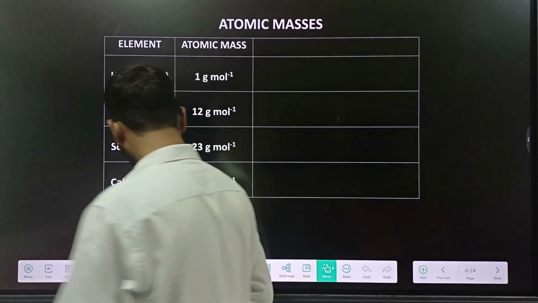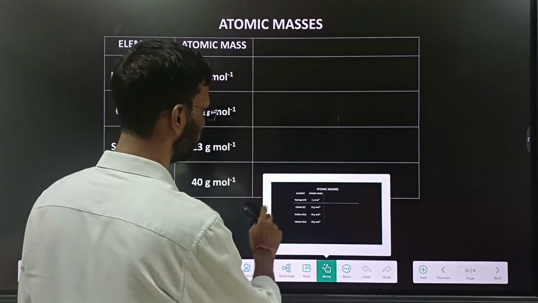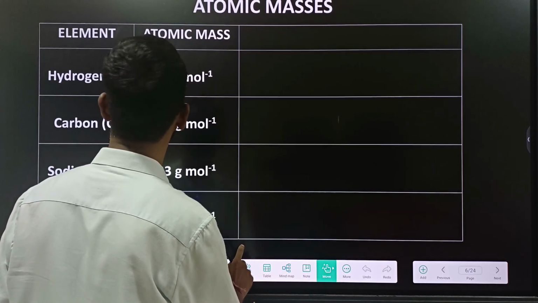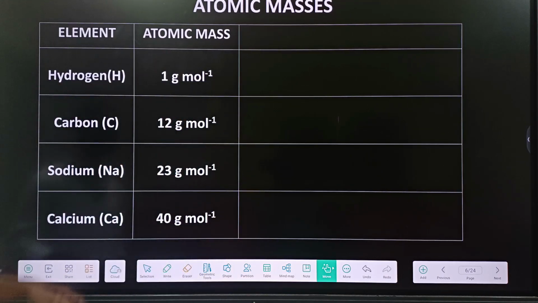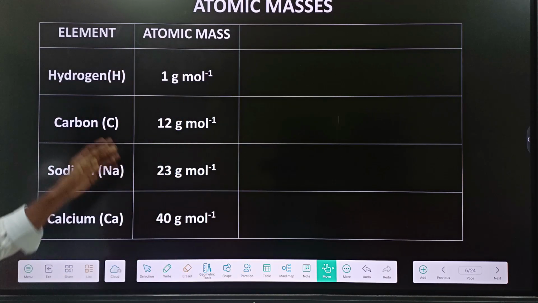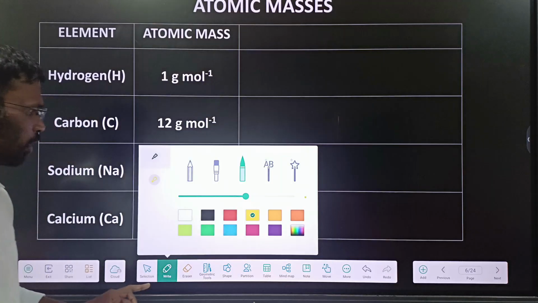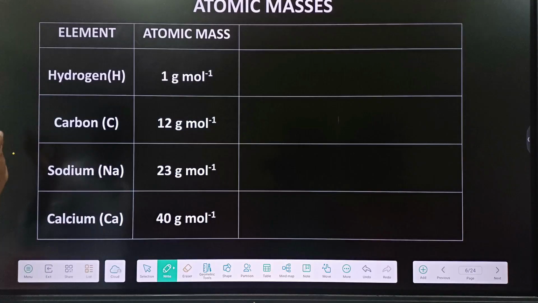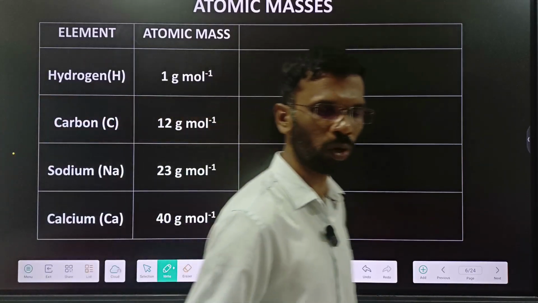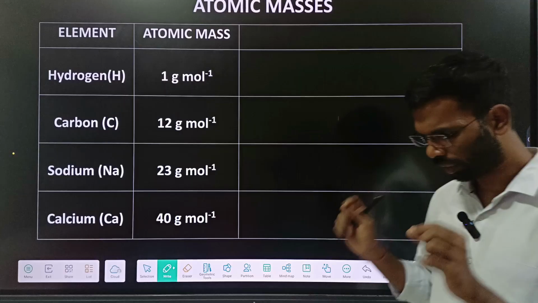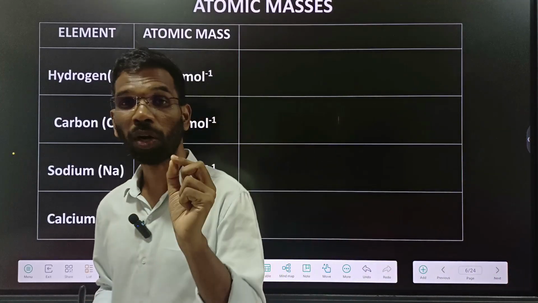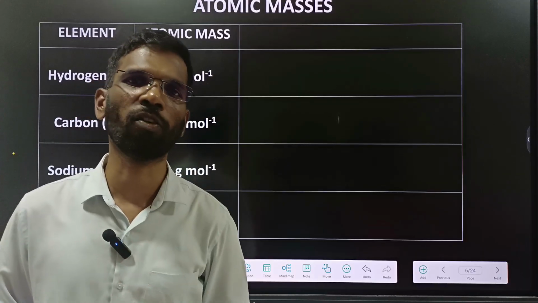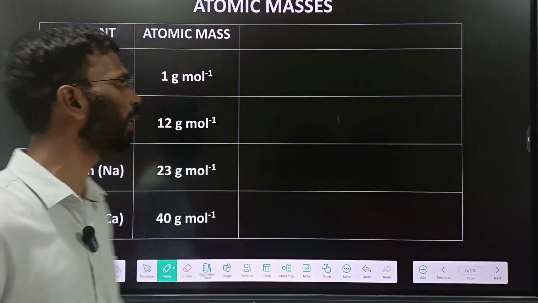Atomic masses. We'll figure it out. Over here, what is the meaning of this? Here it is written atomic masses. So here atomic masses of the different elements are given. For hydrogen, it is given to be 1 gram per mole. Means it's very clear that 1 gram is not the weight of one atom of hydrogen. It is the weight of 6.02 into 10 raised to 23 atoms of hydrogen.